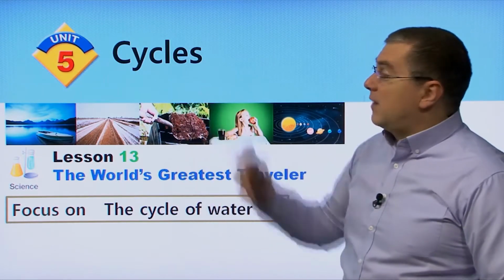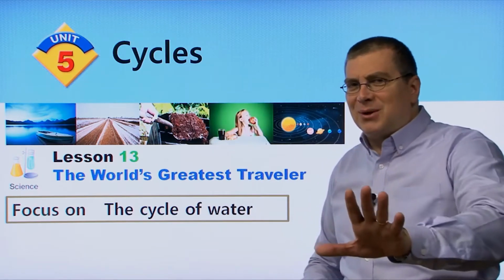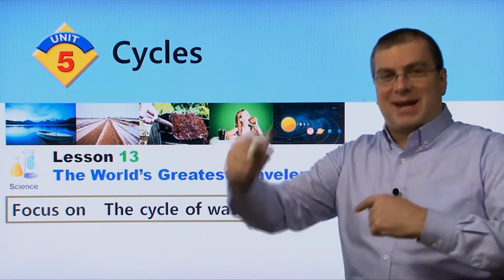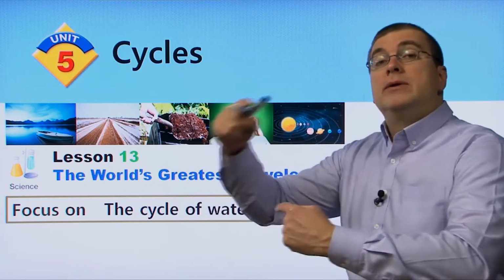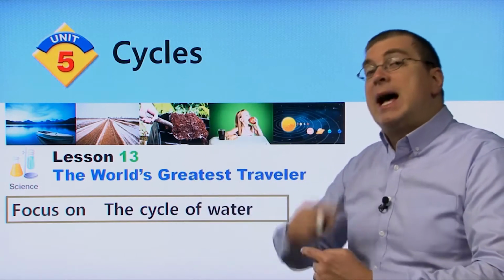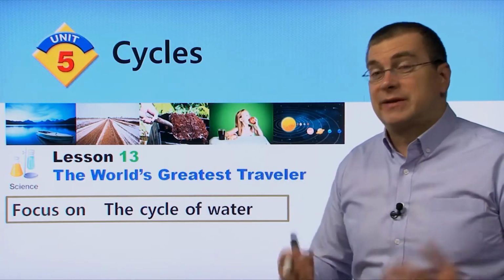We're on Unit 5, we're talking about cycles. Not your bicycle, but something that repeats like a circle, like the wheels on your bicycle. They go around and around and they begin again and again. So that's what we're talking about with cycles.